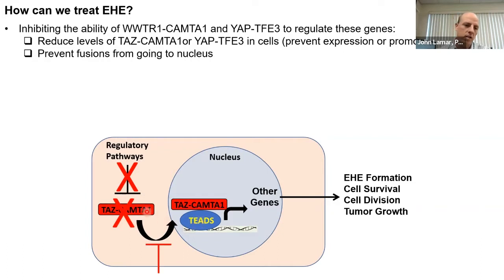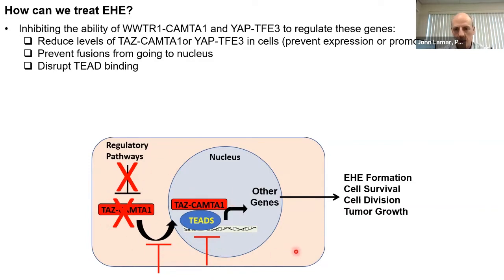Another thing that we can do is try to block the ability of these fusion proteins to travel to the nucleus. And then also we can try to block the ability of these fusion proteins to interact with this other family of proteins called the TEADs. So my lab is really focused on trying to get these three processes to happen in the cells.